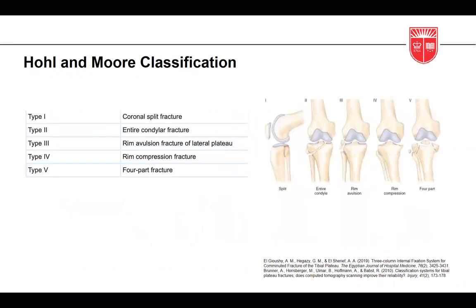As our patient's posterior component demonstrates, the Schatzker classification doesn't always perfectly classify these fractures. Poland Moore is another system that's commonly used and especially useful when fractures don't fit the traditional Schatzker classification. In this system, type 1 is a split fracture in the coronal plane. Type 2 is a fracture of the entire condyle. Type 3 is a ring avulsion. Type 4 is a ring compression. And finally, type 5 is a 4-part fracture in which the tibial eminence is separated from the tibial condyles and the tibial shaft.